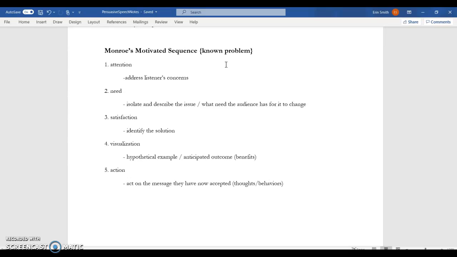Visualization, so a hypothetical example or an anticipated outcome, which would be benefits. So when you're persuading someone to do something, you want to show them the benefits of following what you're saying. And then lastly, you end with action. So you're calling, we've done this before in speeches, you're calling your audience to action. So act on the message that you've presented to them, and hopefully they've accepted it.